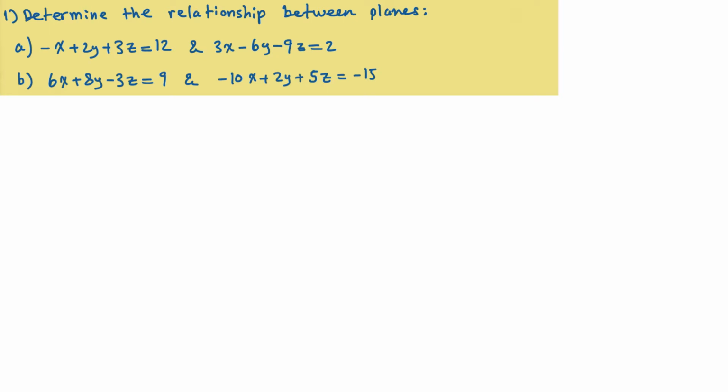Let's try part B of the question. We are going to use an augmented matrix as we did before. And we have two rows. We got the first one, the coefficients of x, y, and z are 6, 8, and -3, and our constant is 9. And for our next one, the coefficient of x is 10, y is 2, and z is 5, and our constant is -15.